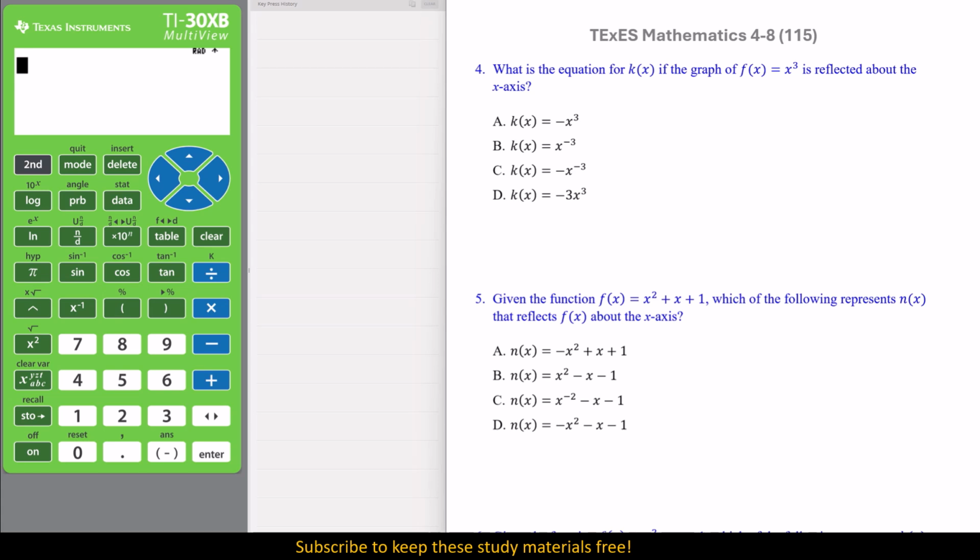Number 4, what is the equation for k of x if the graph of f of x equals x to the third is reflected about the x-axis? Now, if you remember the rule, if you are reflecting about x, everything in your given function must be multiplied by -1. Well, everything in our function is only one term. So, that being said, option A is the only one that we can select because B doesn't follow the rule.